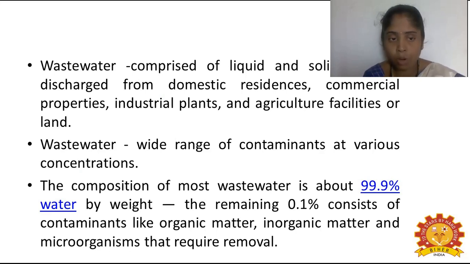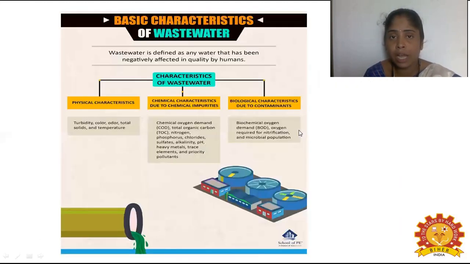So when we talk about wastewater, there is a wide range of contaminants in this water, which might be present at a high concentration, as in the case of various heavy metals. Those are called contaminants or pollutants. The concentration can vary with the composition of the water. The composition of most wastewater is about 99% water by weight, and the remaining part comprises organic matter, inorganic matter, or microorganisms that require removal.